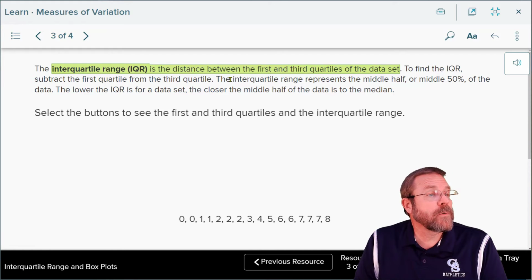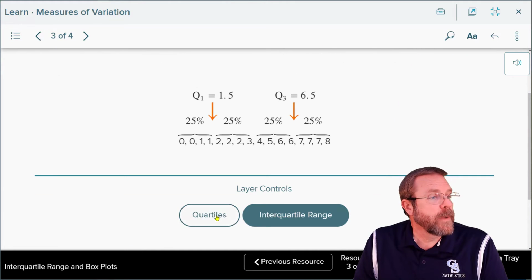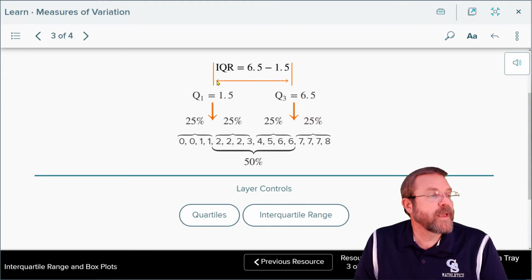The interquartile range represents the middle half or middle 50% of the data. The lower the interquartile range of the data set, the closer the middle half of the data is to the median. So, if you go back and look at what we did, the first quartile was 1.5, the third quartile was going to be 6.5, and your interquartile range, well, that's going to be the distance between them.